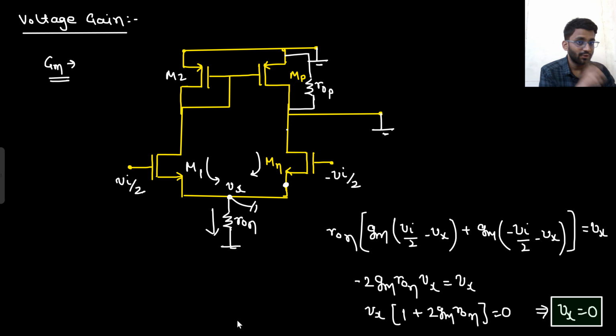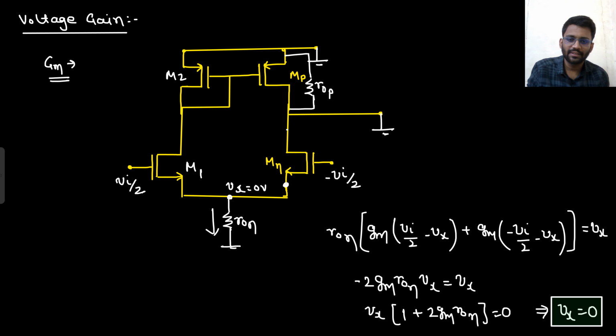But that's not because of the concept of half circuit. No, this is not because of the concept of half circuit. There is no concept of half symmetry here. Just by the calculation you are getting it. So I will say this Vx is 0. This Vx node is 0. So eventually I am getting this Vx node to be 0 volt, right?